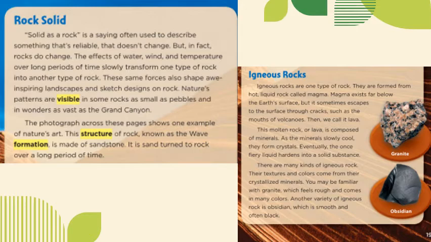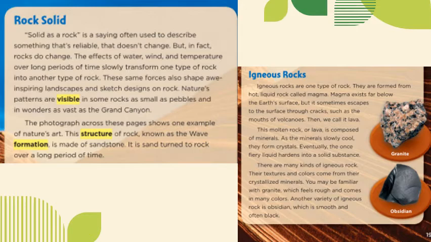Let's read the lesson together and try to figure out what kind of patterns the writer is trying to teach us. Rock solid. Solid as a rock is a saying often used to describe something that's reliable, that doesn't change. But in fact, rocks do change. The effects of water, wind, and temperature over long periods of time slowly transform one type of rock into another type of rock. So, from the very beginning, we know that the writer is talking about the patterns of rocks in nature. Let's see what the kinds and patterns of rocks we're going to learn about.